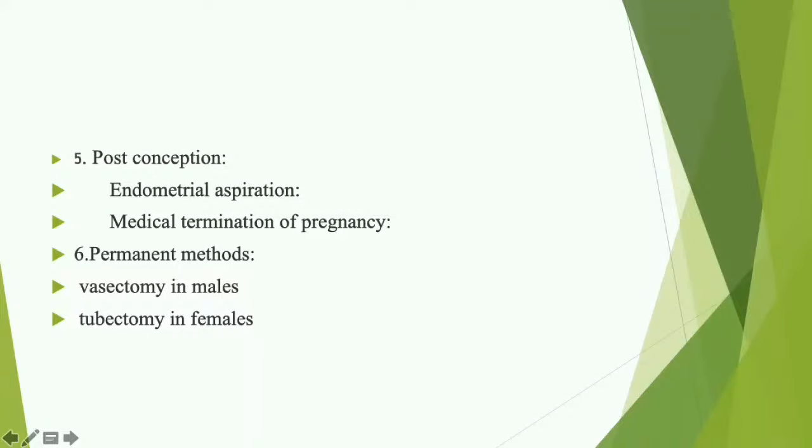Then after that, you need to mention what the measures are post conception which can be taken. It can be either endometrial aspiration or MTP, medical termination of pregnancy. The various methods used can be vacuum aspiration or D&C, which is dilatation and curettage, right? After that, you go on to explain the permanent method. It can be vasectomy in male and tubectomy in case of females, right? So this covers contraception. Kindly prepare accordingly.